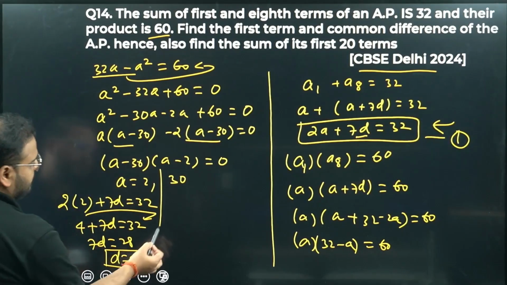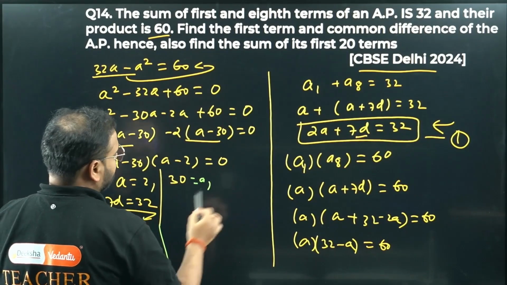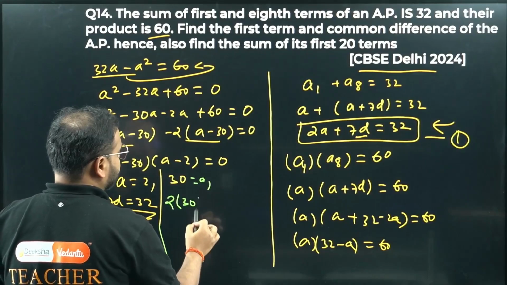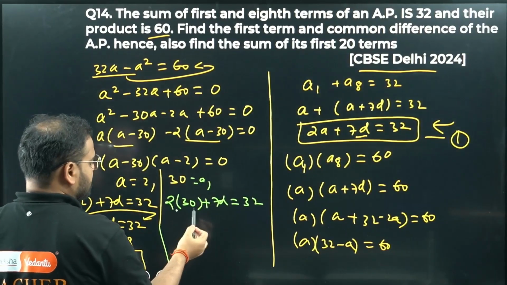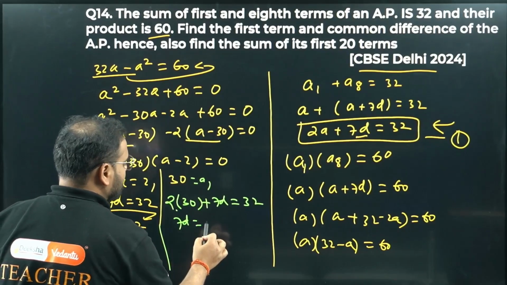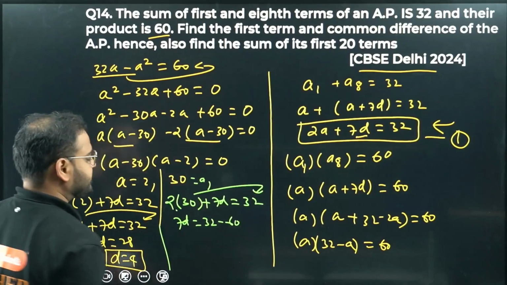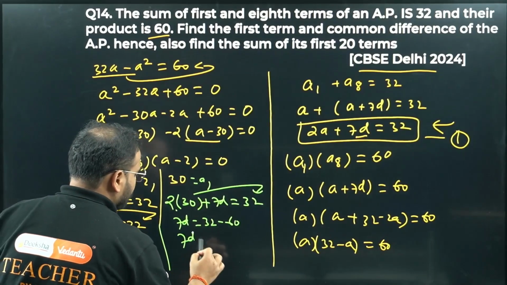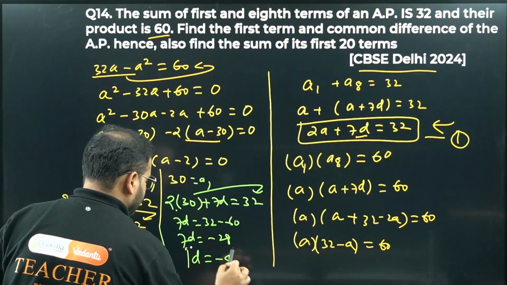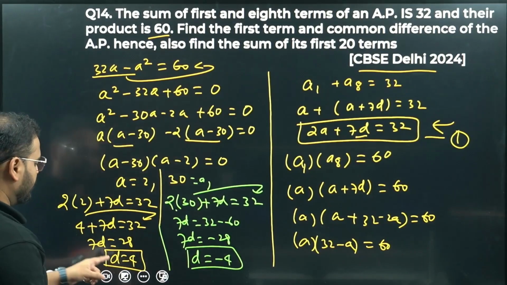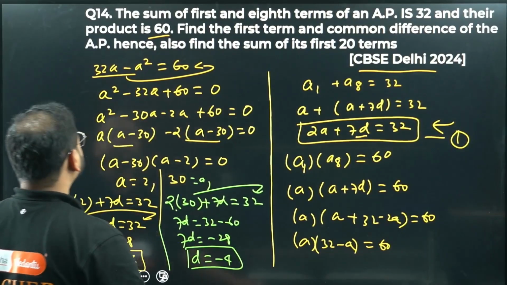Okay. The last part for this step, where a is what? 30. Check here. 2 times of 30 plus 7d equals to what? 32. How much is this? 60, right? I can write here 7d equals to 32 minus 60. Same thing I'm doing, bringing this thing over this side. So 7d equals to what? Minus 28. What is d equals to? Minus 4. d equals to minus 4. Plus 4 and minus 4. Please see.